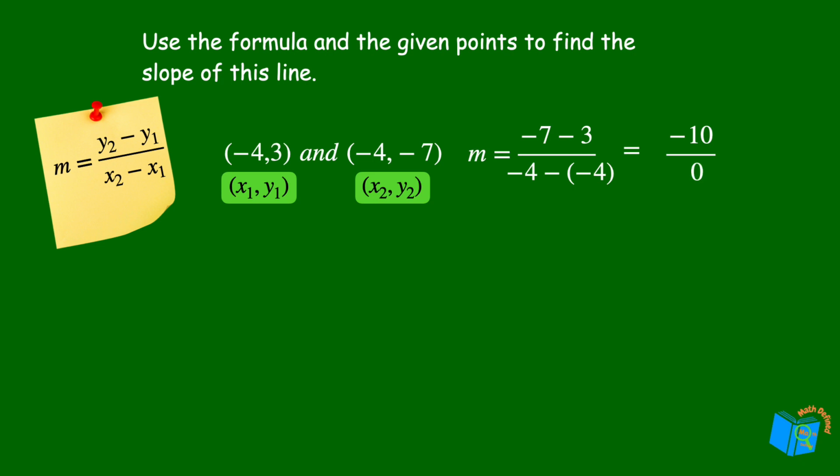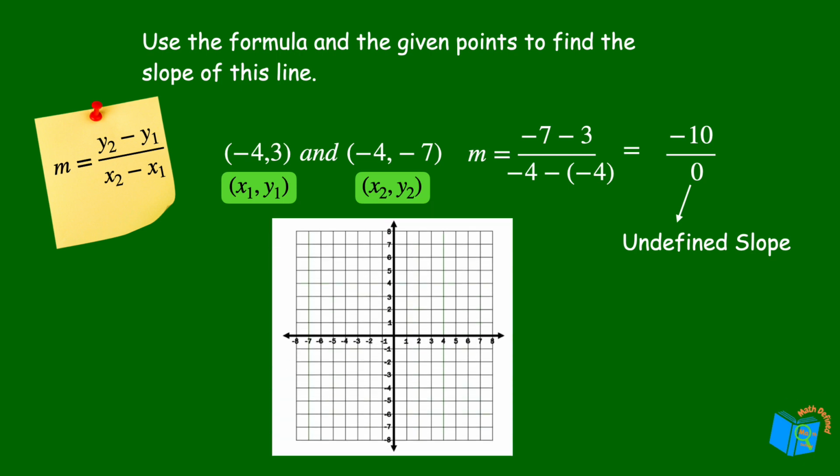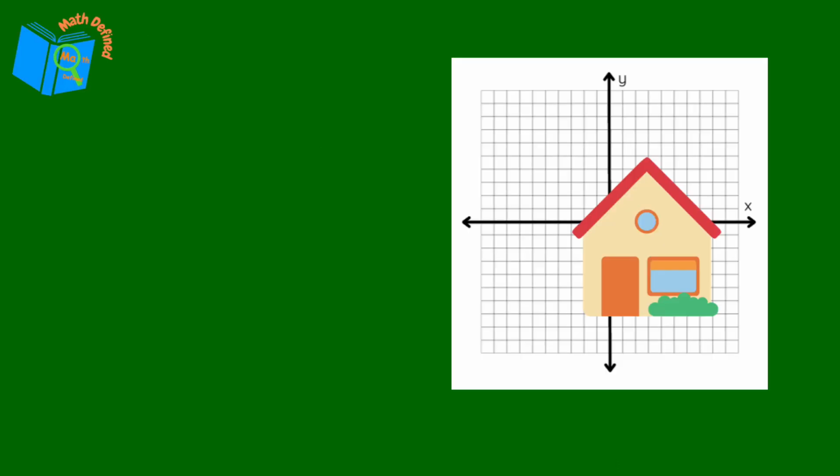Since we cannot have a 0 in any denominator, the slope is undefined. Do you remember what the line for an undefined slope looks like on a graph? Well, let's graph the 2 points and find out. Here's the point negative 4, positive 3, and here is negative 4, negative 7. Now we'll connect the points with a line. You can see that it is a vertical line. And because it is a vertical line, that means there is no change on the x-axis, so the slope is undefined. And that's all there is to it.